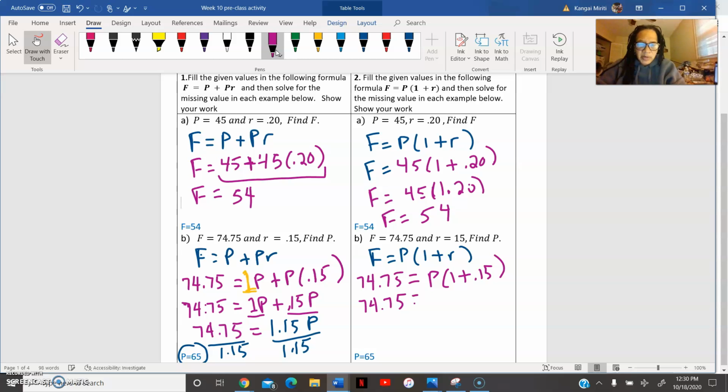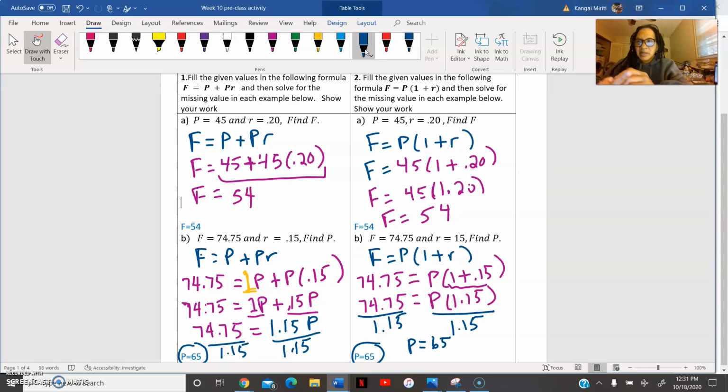And when we use the equation in this form, we add what's in the parentheses. We can add those because those are numbers, 1.15p. And then if we want to find out what p is, we need to divide to get p alone. And if you take 74.75 and you divide by 1.15, you will get p equal to 65.